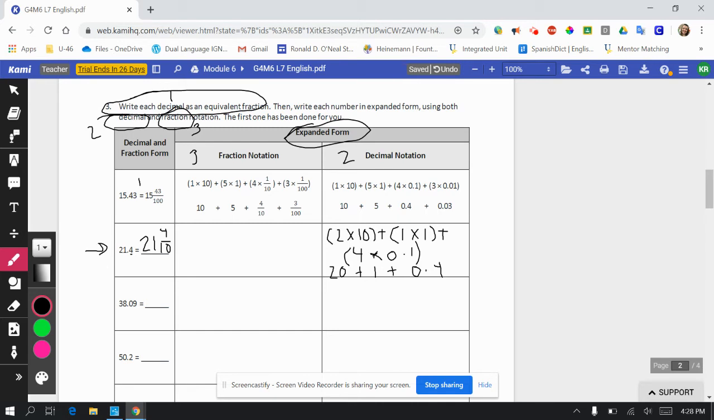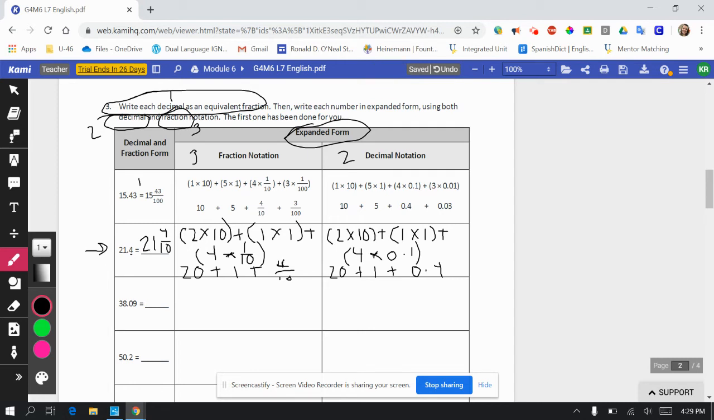Over to fraction notation, it's very similar. 2 times 10, there's no fraction because it's a whole number, plus 1 times 1, again, no fraction because it's a whole number, and then 4 times, now this time we write it as a fraction, 1/10. 4 times 1/10. So then we have 20 plus 1 plus 4 tenths. Thank you for your patience with my handwriting.